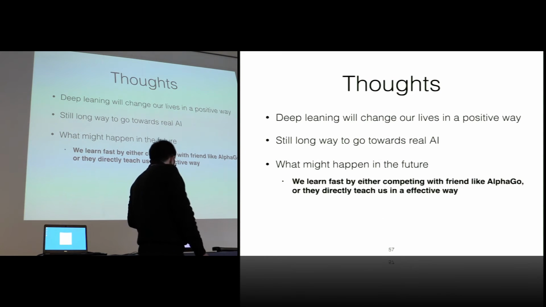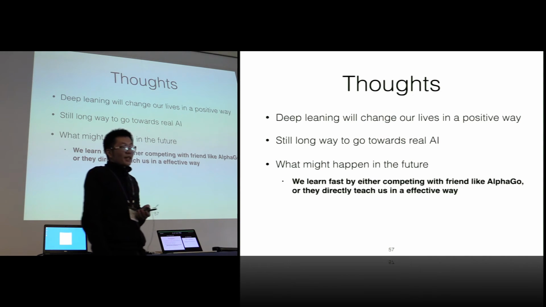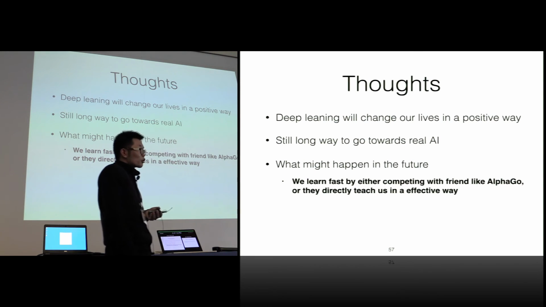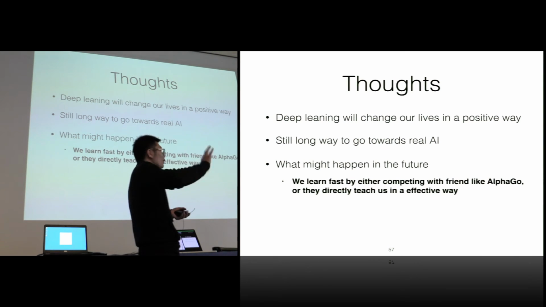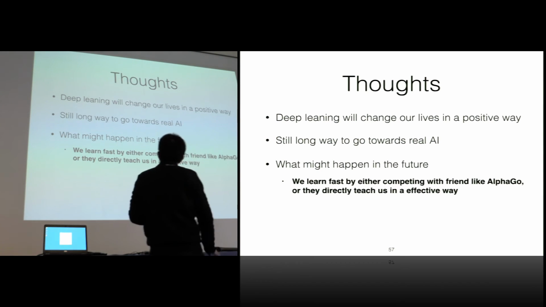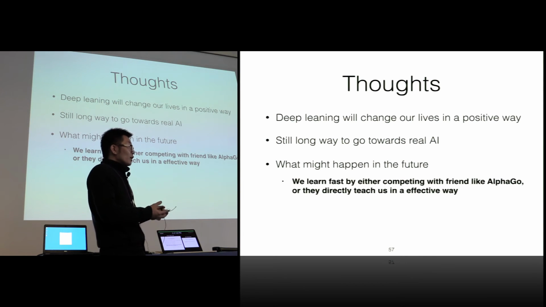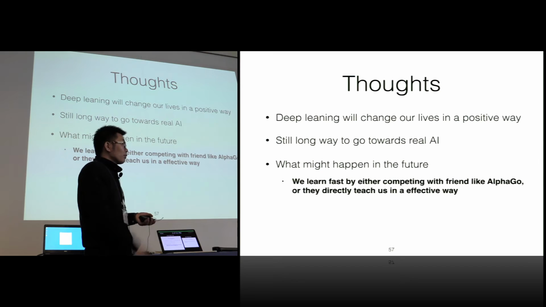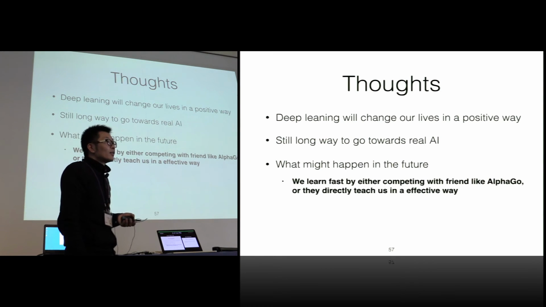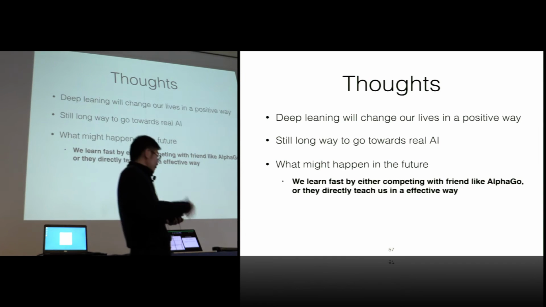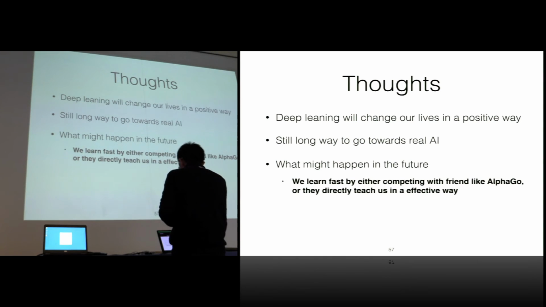So, some thoughts about deep learning. I want to argue that deep learning will change our lives in a very positive way. But there is still a long way towards true AI. So don't worry that deep learning will be evil and kill humans. There's still a long way to go. What might happen in the future is like AlphaGo: AlphaGo can be our friend. It can teach you Go quickly. Right now, all the young Go players learn by competing with computer programs. If the programs are smarter, they can teach you quickly and you learn fast, which is the positive side of these deep learning applications.